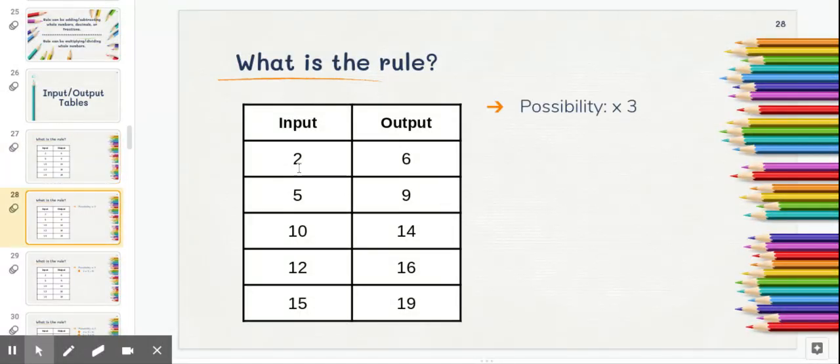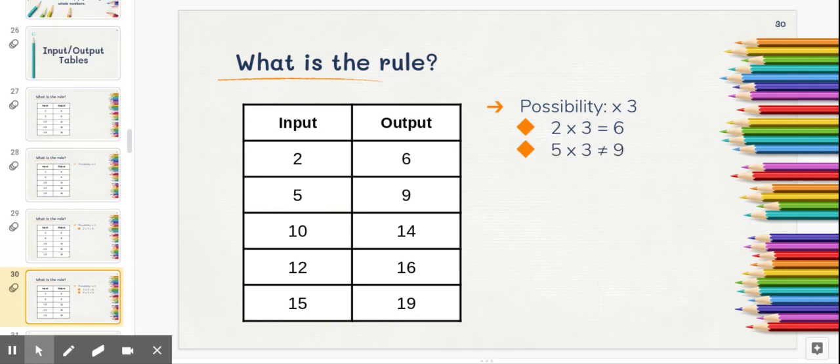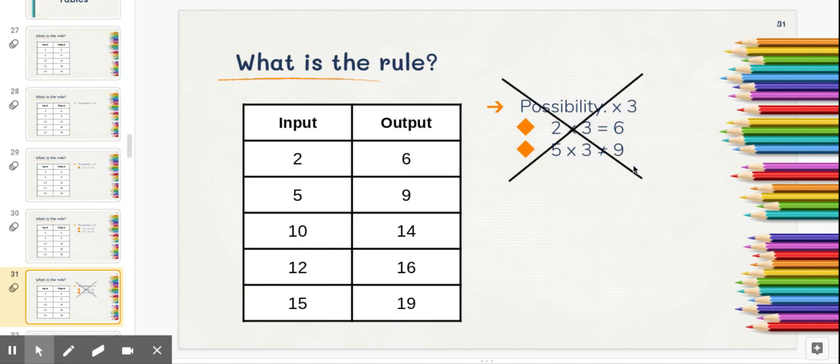The possibility is multiply by 3 because 2 times 3 is 6. Let's see if that works for other numbers in the table. Well, 5 times 3 does not equal 9. So right away I can say multiply by 3 is not the rule. Let's try another one. What else can I do to 2 to get 6?